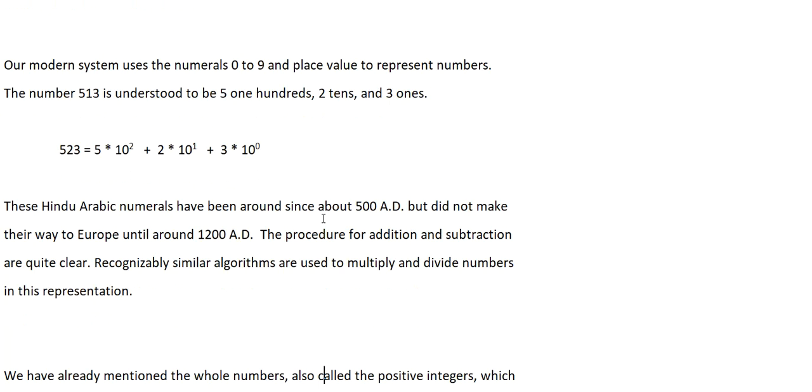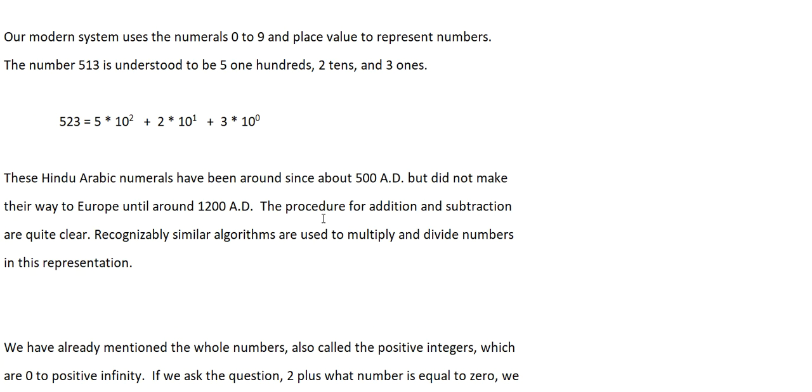Our modern system uses numerals like 0 to 9 and a place value to represent numbers. The number 523 is understood to be 5 100s, 2 10s, and 3 ones.